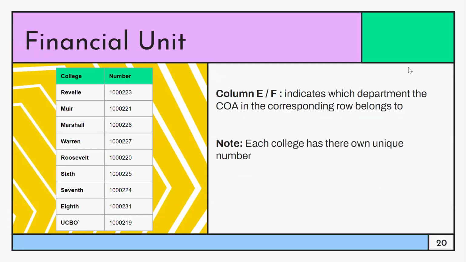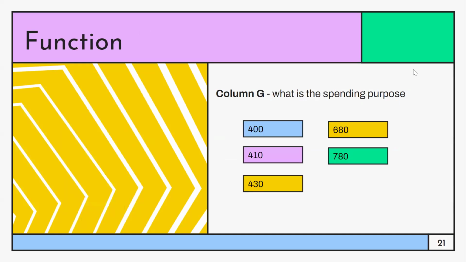Moving on to columns E and F. So this is a double team on the financial unit. Column E is the number, and F tells you the description of that financial unit. So this tells you which department a COA belongs to. So for the colleges, each college has their own unique number, and you can see the numbers here on the left. An important distinction is these numbers are in the order that IPPS entered them when they did the mass transition to the new system. So they're completely random, and they are not in college founding order. So be careful not to fall into that trap.